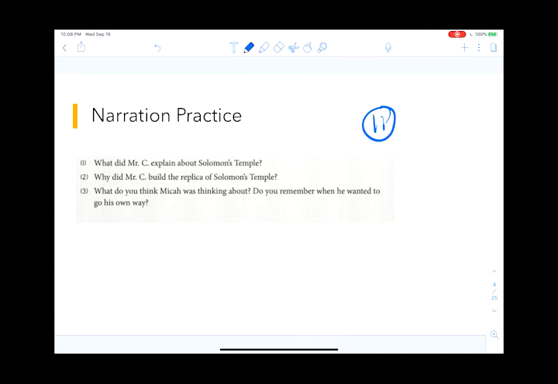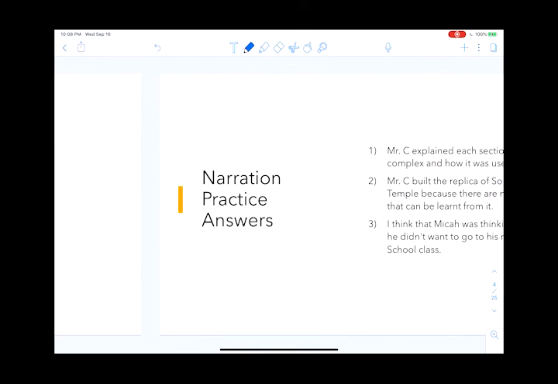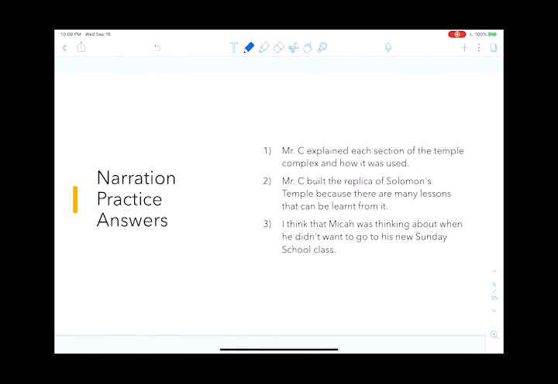Done? Let's go over the answers. 1. Mr. C explained each section of the temple complex and how it was used. 2. Mr. C built the replica of Solomon's temple because there are many lessons that can be learned from it. 3. I think that Micah was thinking about when he didn't want to go to his new Sunday school class.